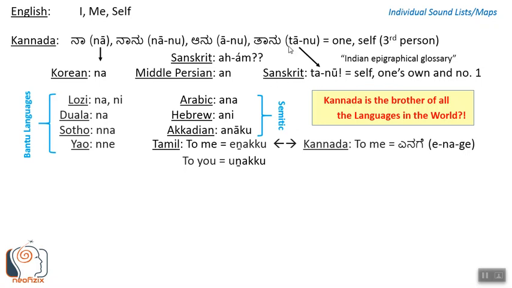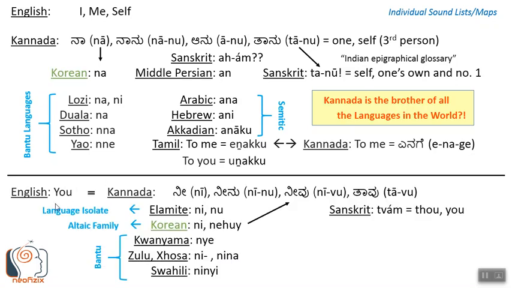And even this tanu is related to some Sanskrit words like tanu, which according to the Indian epigraphical glossary, means self. In Kannada, it's more used for the self in the third person. In Sanskrit, tanu roughly refers to self or one's own. It also refers to body, but it is used in the sense of self or one's own, and it also represents number one in some places. So we find that these relationships of Kannada with other languages show that possibly Kannada is the brother of all the languages in the world. It is related to Bantu languages, Indo-Iranian languages, Semitic languages, Korean, and many others.